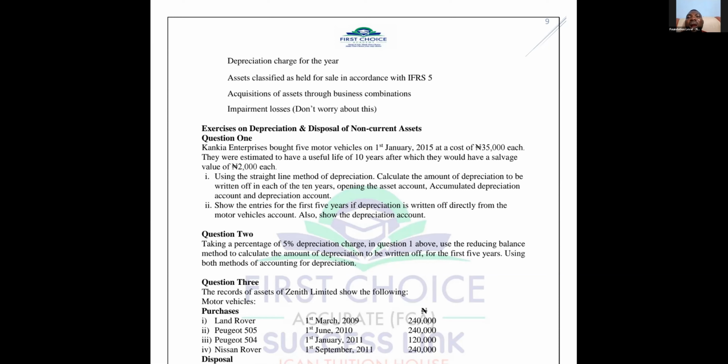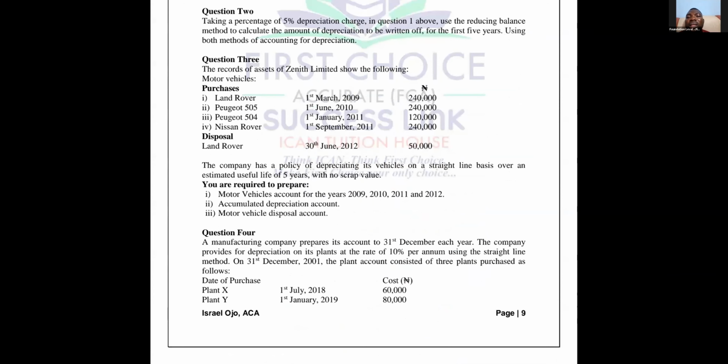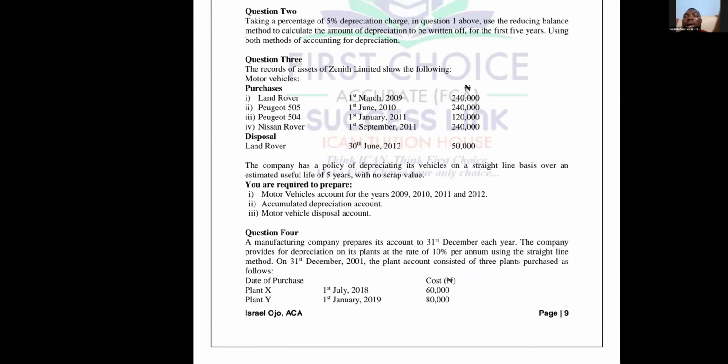There is also acquisition of new assets through business combination. We are not expected to know that either, but it is part of the disclosure that IAS 16 requires. If we have goodwill, and assets acquired from business combination, we need to add them together. Impairment loss as well, which is a reduction in the economic value of an asset. You don't need to know that either. So that is all about IAS 16.